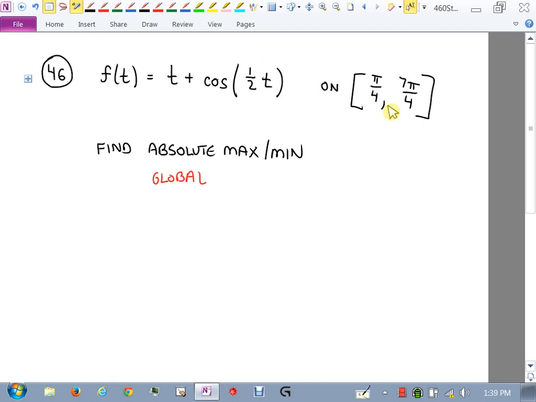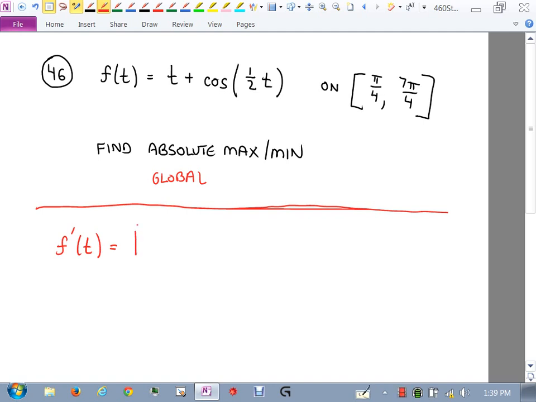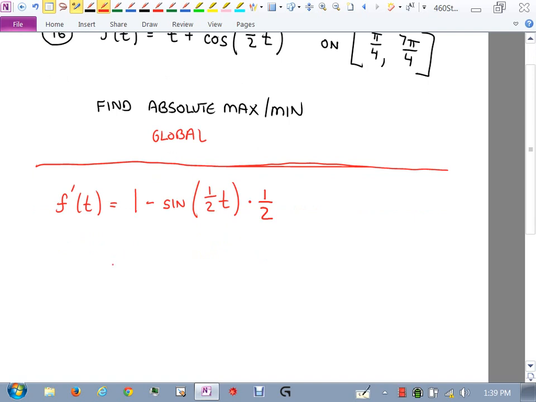So let's do exactly what we were doing a second ago. Find the critical numbers. Take the derivative, figure out where it's 0. So what's my derivative first? 1. Derivative of cosine of something is negative sine of that something. And that something in there is actually a chain rule, so I have to take the derivative of what's in there. So 1/2. Am I done with the derivative? You all happy with that? Yes? I can clean it up. 1 minus 1/2 sine 1/2 t.